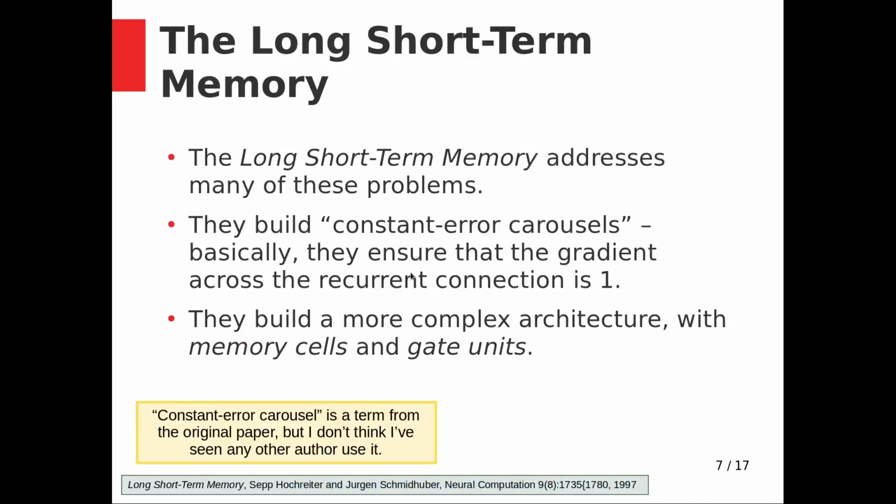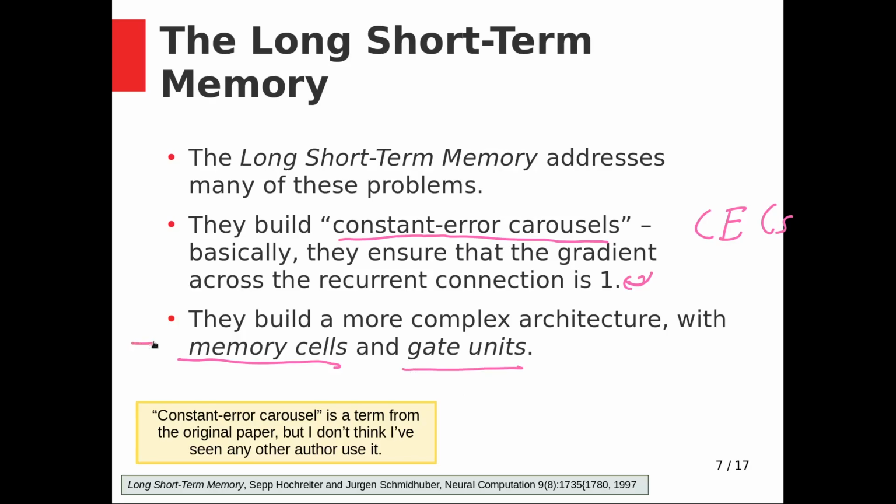Enter the long short-term memory. The long short-term memory addresses a bunch of these problems. So it uses constant error carousels, or CECs, to keep the gradient from vanishing or exploding on the recurrent connection. So a constant error carousel is basically, if you will, an error channel through time that has a gradient of 1, so it neither shrinks nor explodes. And it is built using dedicated memory cells coupled to gate units.